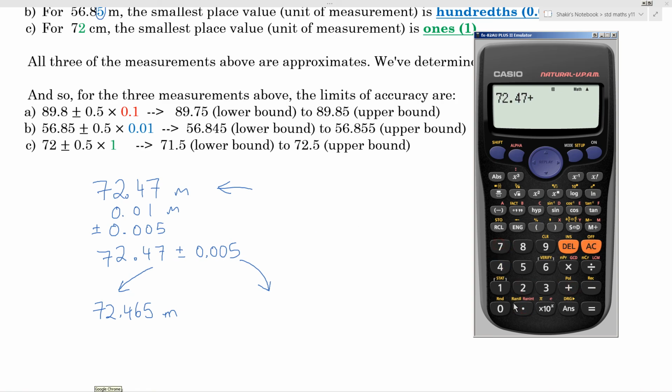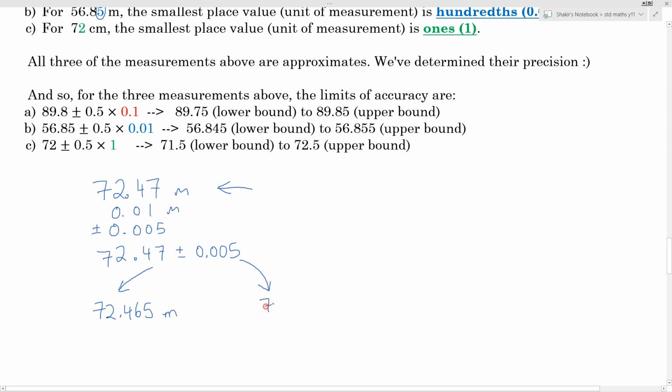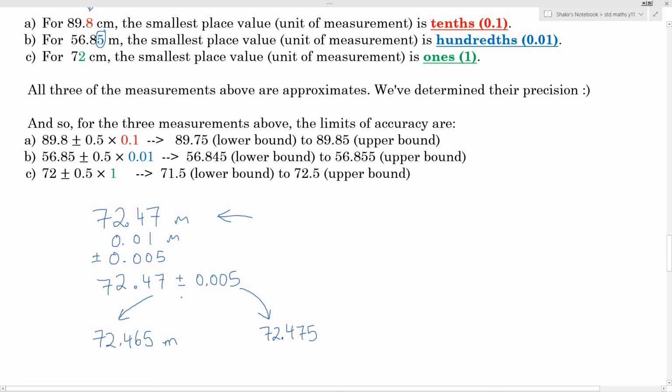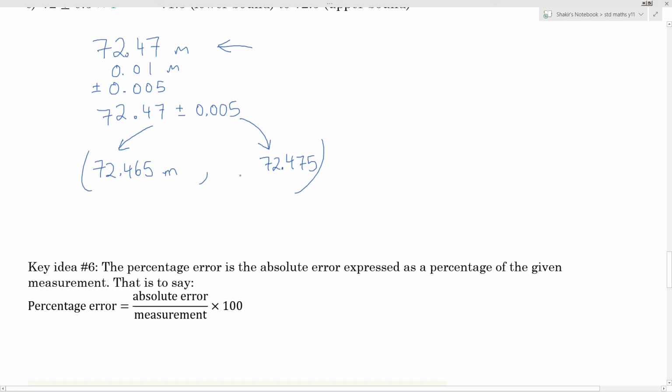which would be 72.47 plus 0.005, which would be 72.475. And those are the range of values. It could be anywhere between there. And I guess you could use something like that. You don't have to worry about the notation, it's probably slightly wrong anyway.